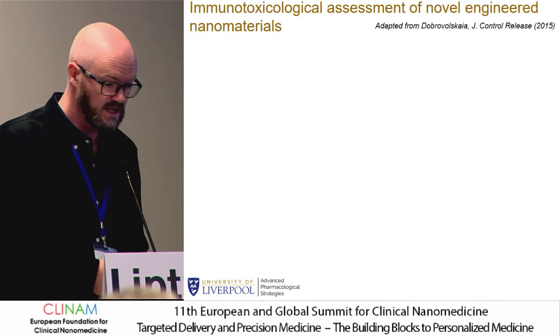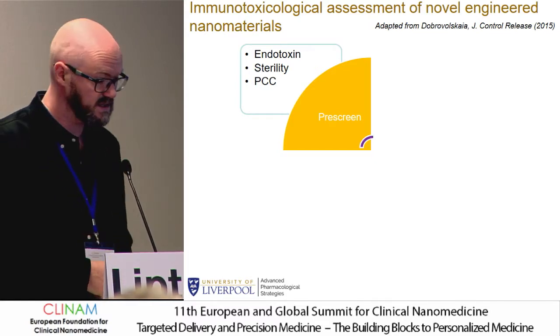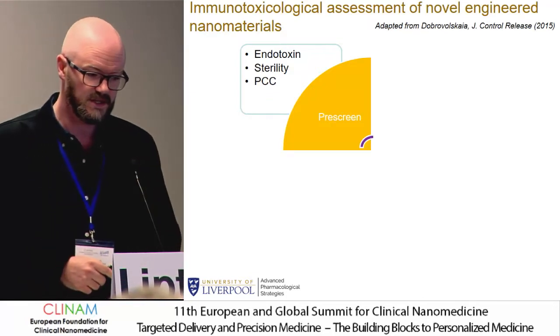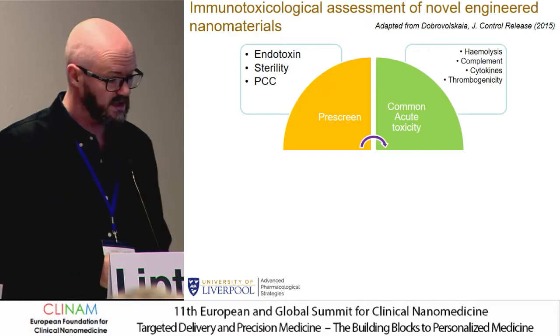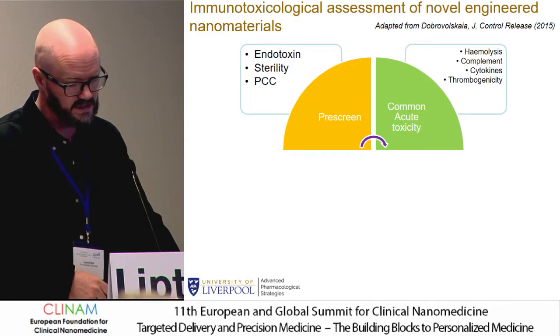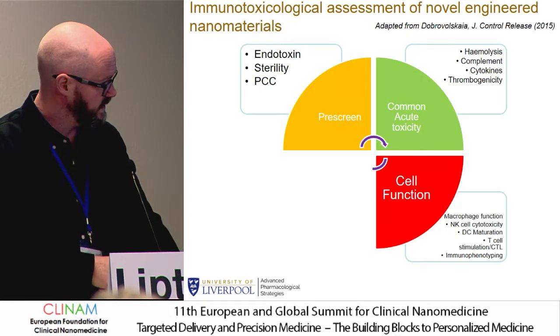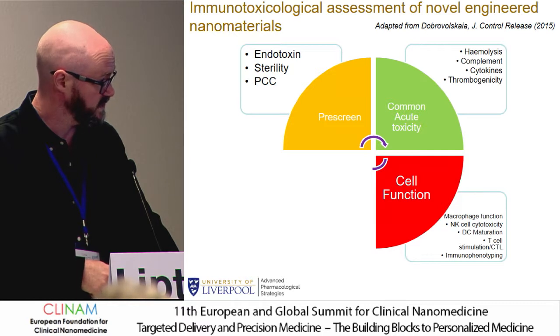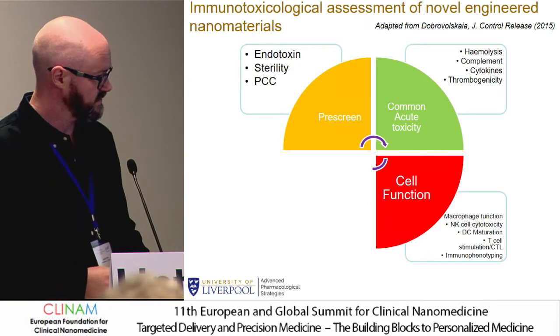So the first thing we do is we have our pre-screen, which EUNCL does. We do endotoxin and sterility testing to make sure that there isn't anything in there that's going to cause any problems or false positives in the subsequent assays. Then we tend to start off with the more common acute toxicities, things like hemolysis, complement activation, and cytokine secretion. Depending on what we see within that tier, we then tend to go into more functional assays where we look at things like macrophage function, so phagocytosis, cytokine secretion, and chemokine secretion from macrophages. We can look at NK cell cytotoxicity. You know, the list goes on. There's quite a large potential battery of assays that we can look at.